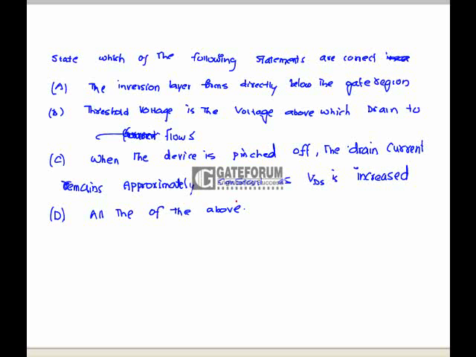State which of the following statements are correct. The inversion layer forms directly below the gate region, as it is true, and the threshold voltage is the voltage above which drain to source current flows, because threshold voltage is the voltage above which the channel is going to form, which is responsible for the current flow. So it's also a correct statement. When it comes to statement C, when the device is pinched off, the drain current remains approximately constant as VDS is increased. So whenever the device is pinched off, it has entered into the saturation region. That means drain to source current is irrespective of the VDS voltage, it is constant. So all the three statements are correct, hence option D is correct.